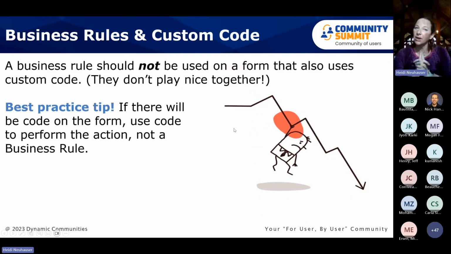So let's talk for a second about how business rules and custom code play together. They don't. Don't do it. A business rule should not be used on a form that also uses custom code. So if you need custom code for whatever reason on a form, you will not use business rules on that form. Just have the custom code perform that action.